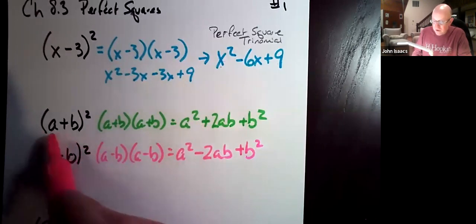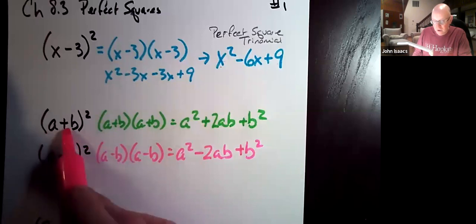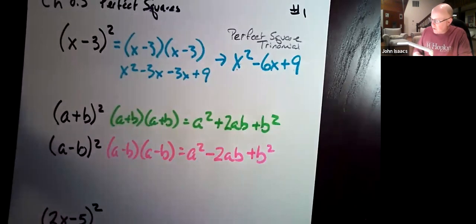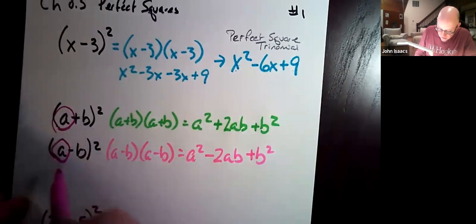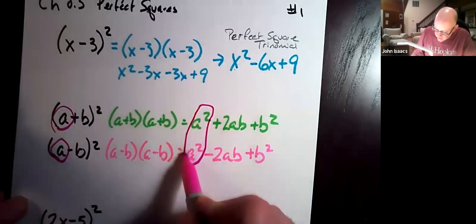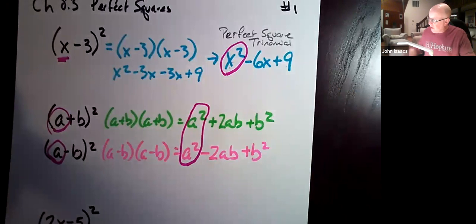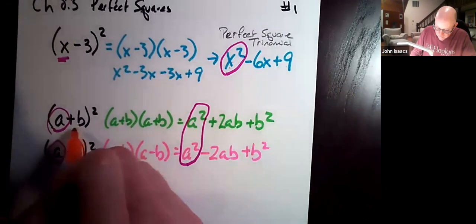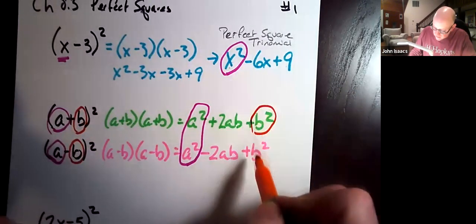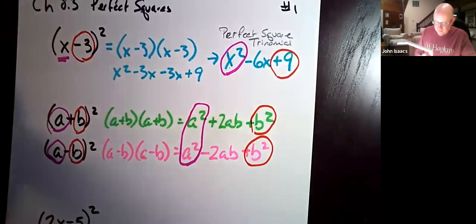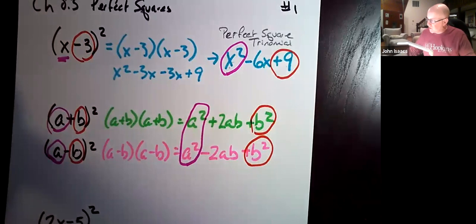Okay, so we multiply a binomial by itself. We wind up with the first term squared. Let's see if I can circle these this way. The first term winds up squared. All right, notice here the first term winds up squared. Okay, we wind up with the last term squared. The last term squared. Okay, and then we wind up with this middle term.